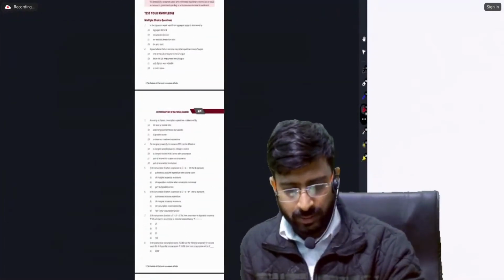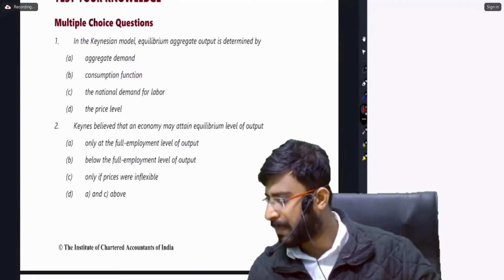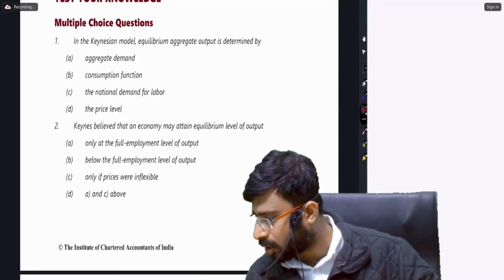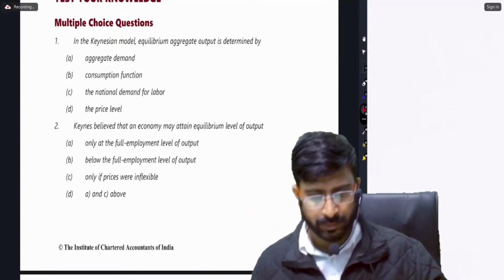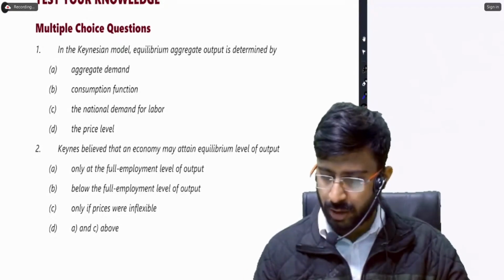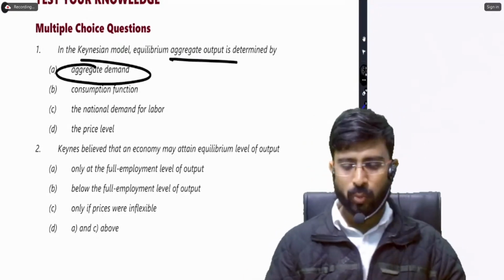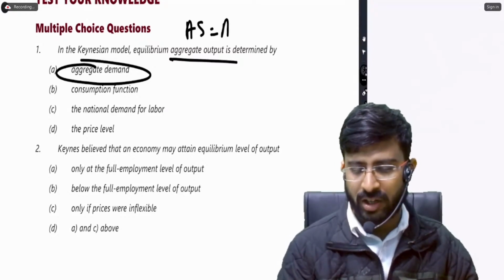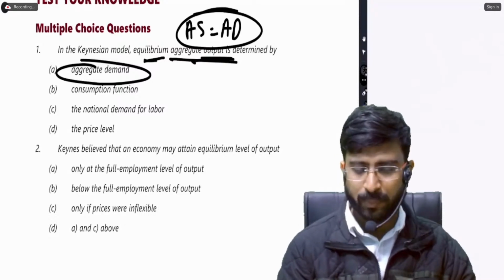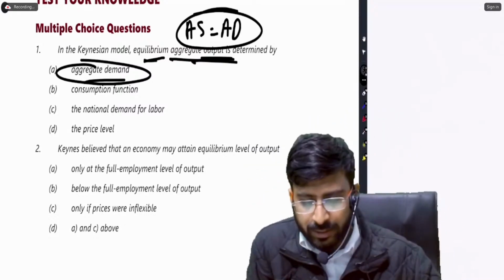Yes, sir, it's clear. Let's go ahead, everyone. Now let's solve the back questions and let's see what we are able to solve, what we are not able to solve. In a Keynesian model, aggregate output is determined by aggregate demand. You all know output is aggregate supply. So equilibrium is when AS equals AD. So aggregate output, that is aggregate supply, should be equal to what? Aggregate demand. Yes or no? Everyone confirm, please. I'm waiting.